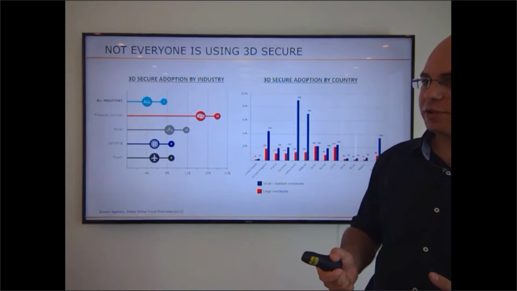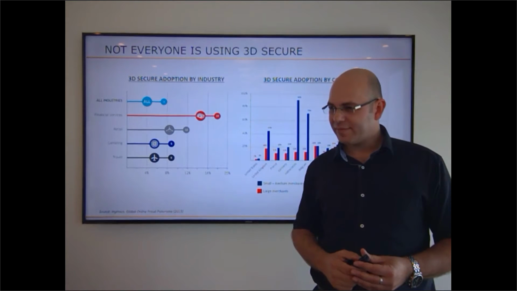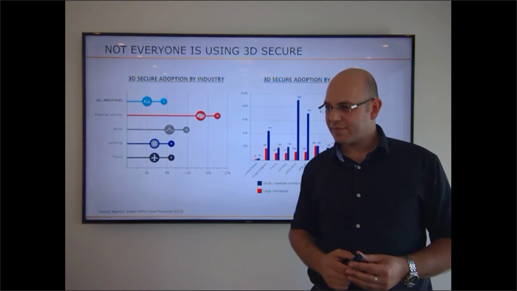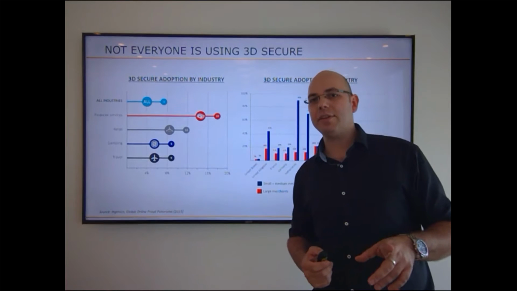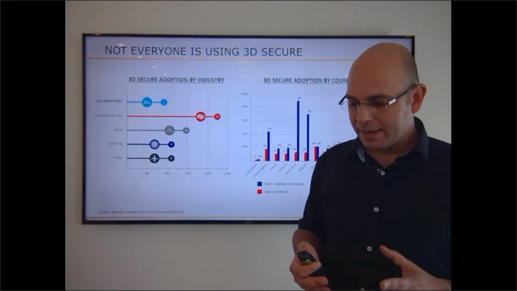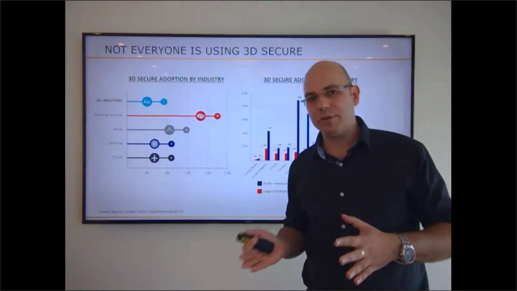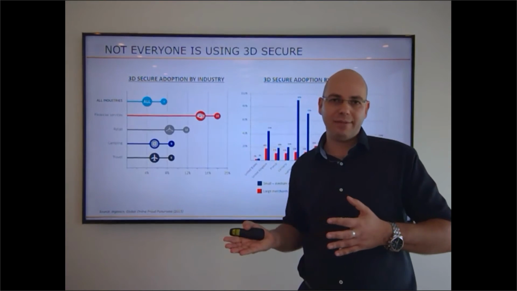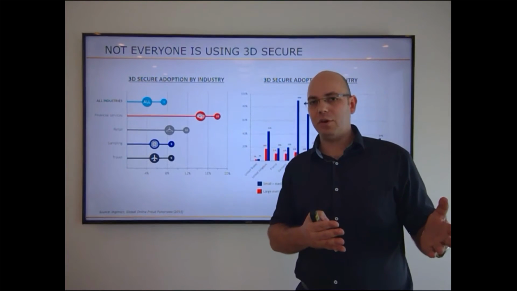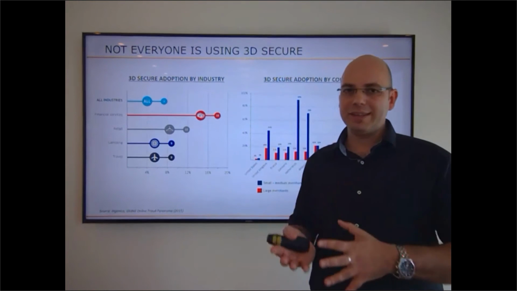I understand we have a question. The question is, do we know why 3D Secure reduces chargebacks in general? Yes, that's an excellent question. Why does 3D Secure reduce chargebacks in general? Well, first of all, I think it's pretty clear why it reduces fraud-related chargebacks. First of all, you have the liability shift.